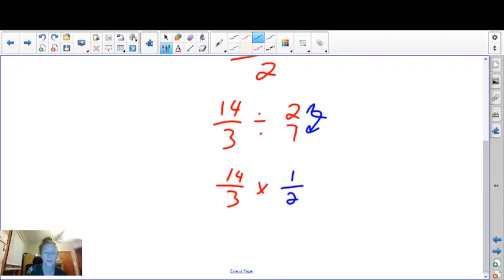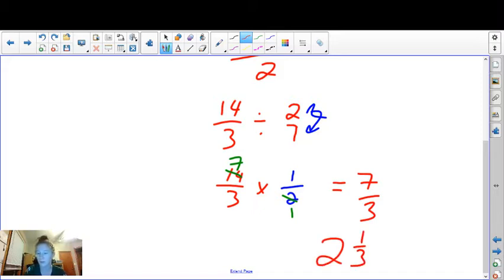I look to see if I can cross divide, and I see that I can. 2 divided by 2 is 1. 14 divided by 2 is 7. Cannot cross divide the other way. So I see 7 times 1 is 7. 3 times 1 is 3. 3 can go into 7 2 times, and there's one left over. So 2 1/3. And this is square yards per hour.